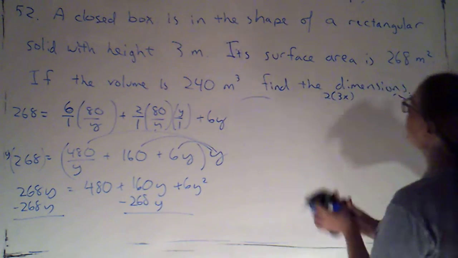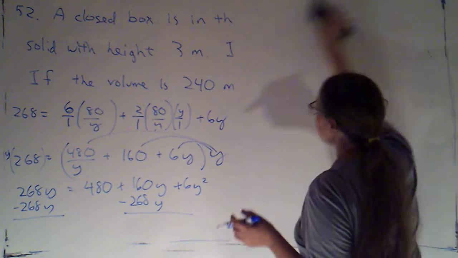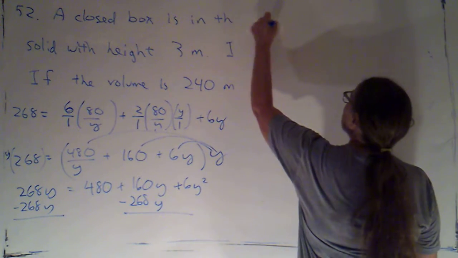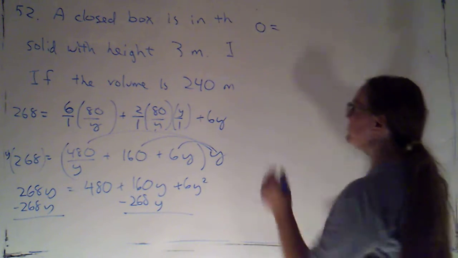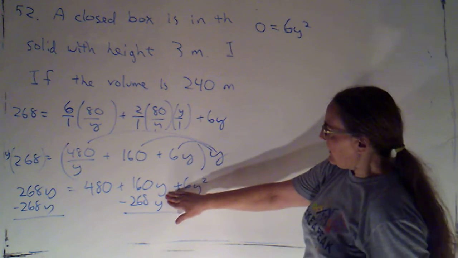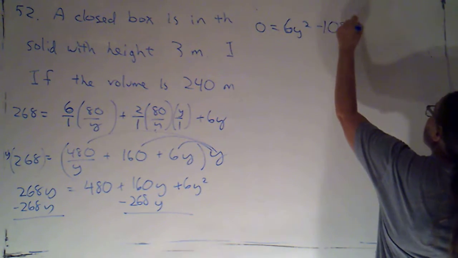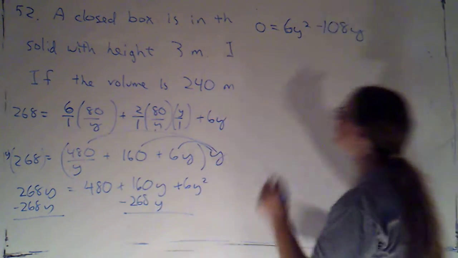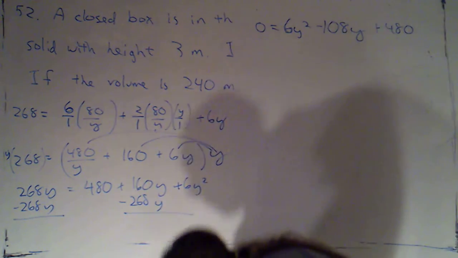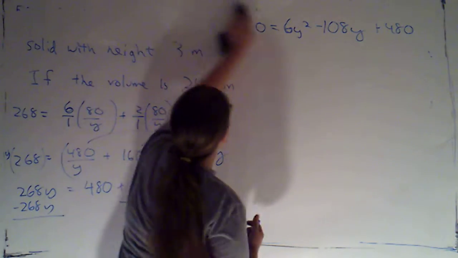I'm going to just copy things, and actually give myself some more space. I'm going to copy things over here, and as I do that, I'm just going to write the right side in descending order. So we'll have 0 is equal to 6y squared, minus 108y, plus 480. Now, that's some kind of big numbers that we're working with.